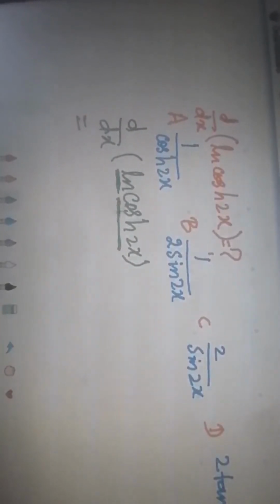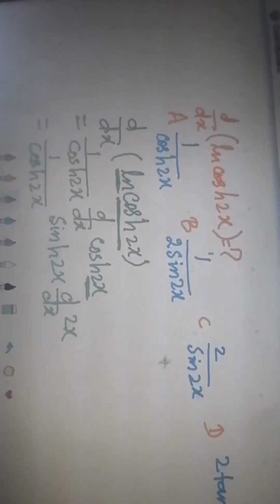You know what rule applies here? D by dx of natural log of cos hyperbolic 2x. First of all, what is before d by dx is natural log. So the rule is that whatever natural log applies on appears in this form, 1 by that. Natural log applies on cos hyperbolic 2x, so it becomes 1 by cos hyperbolic 2x. And then we are going to differentiate that on which log applies, so we will have to differentiate cos hyperbolic 2x.